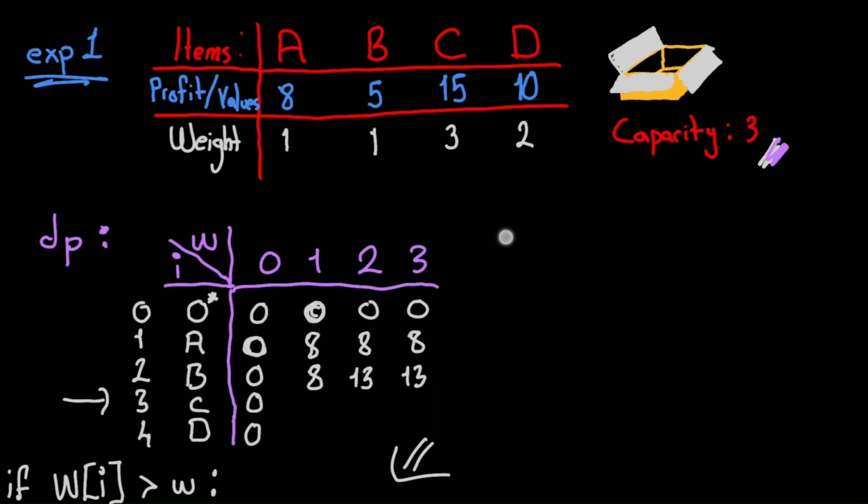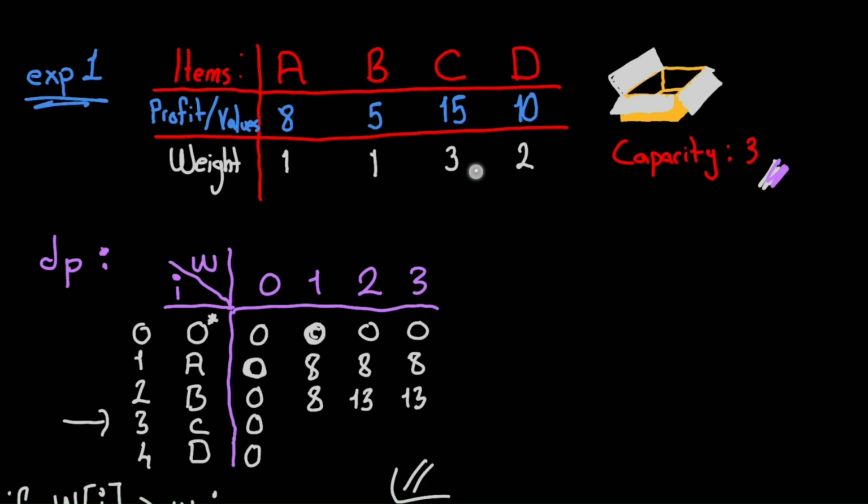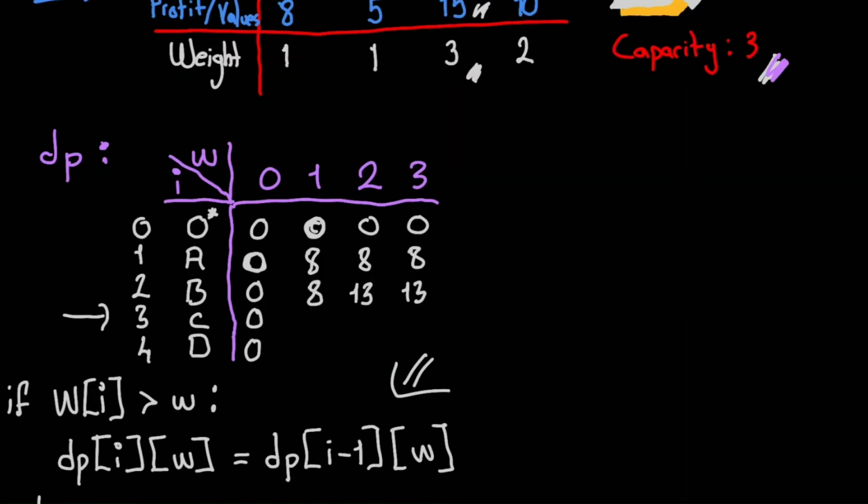For the item C, we have the weight of 3 and its value is 15. Okay, this is very interesting because its weight is higher than 1, which is different than the others. Since its weight is 3, we cannot take the item of C unless the current capacity is at least 3. So that means for 1, 2, we can't take C, so we are directly taking the previous row. We can only consider taking C when the current capacity is 3.